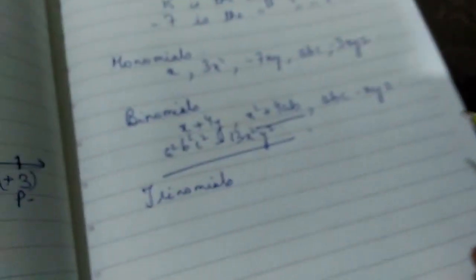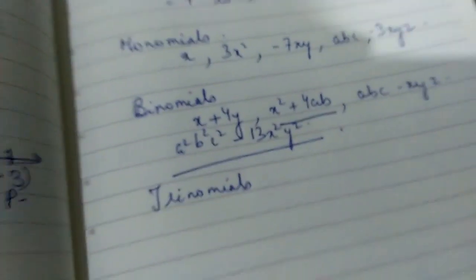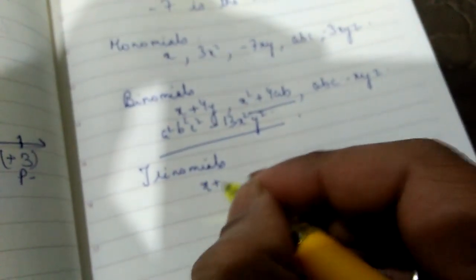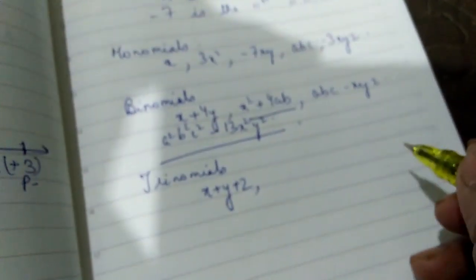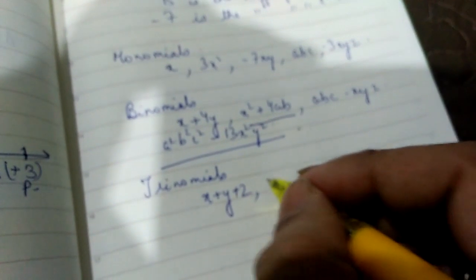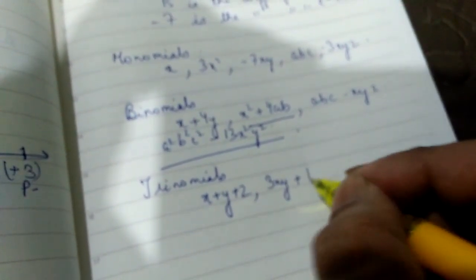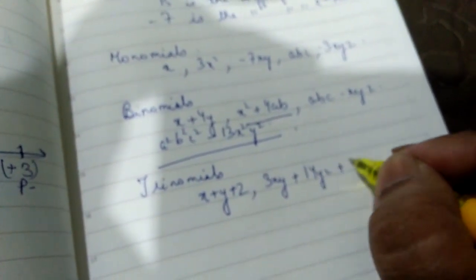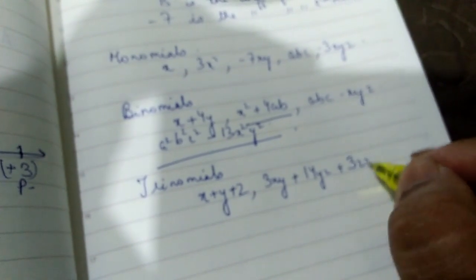Now we will go to trinomials. Trinomials are expressions having three terms. Okay, so x plus y plus z, because there are three separate terms. 3xy plus 14yz plus 3zx. So this is a trinomial.